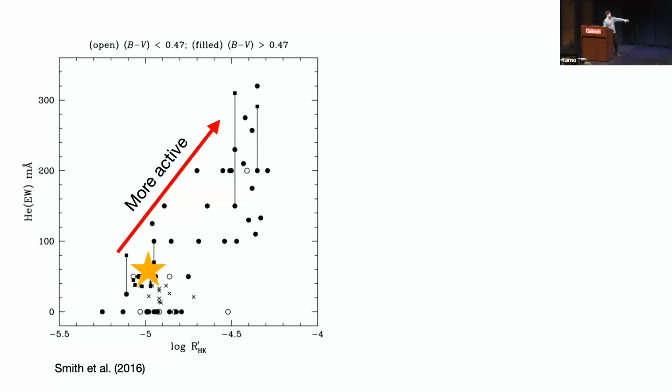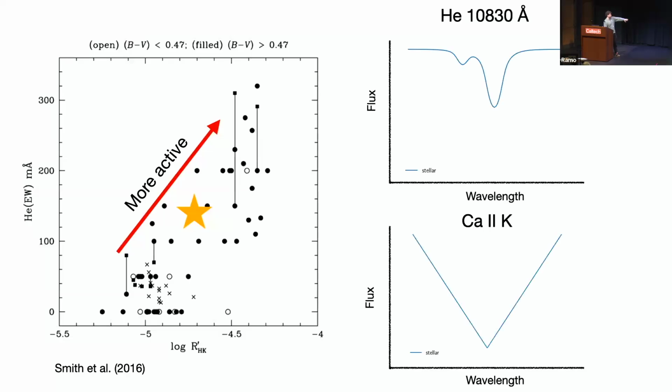So here is a plot from Smith of how the helium equivalent width of a star scales with the log RHK. And as you can imagine, they're correlated. They're both chromospheric lines, and so stars generally move along this track based on their activity. Okay. And here are schematics of what the stellar lines are.